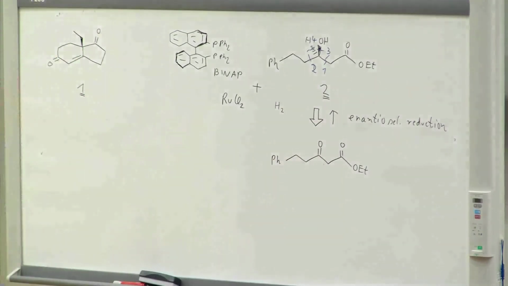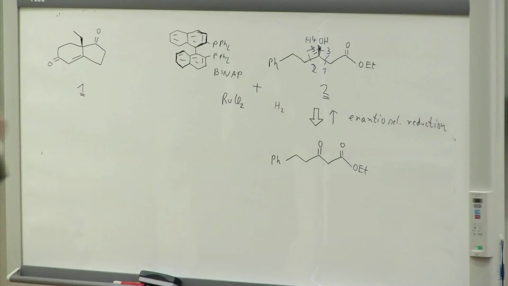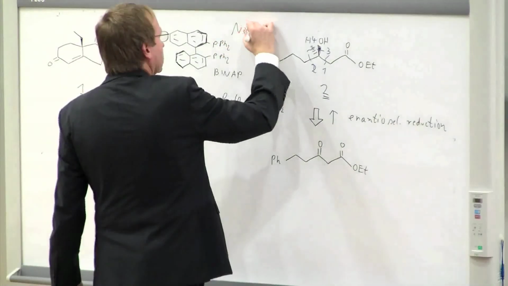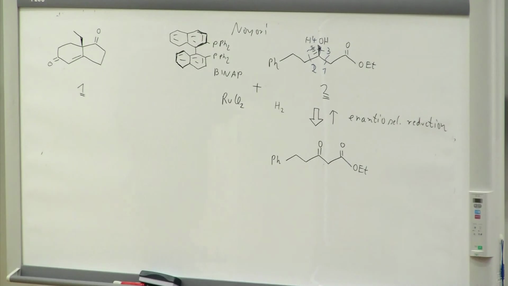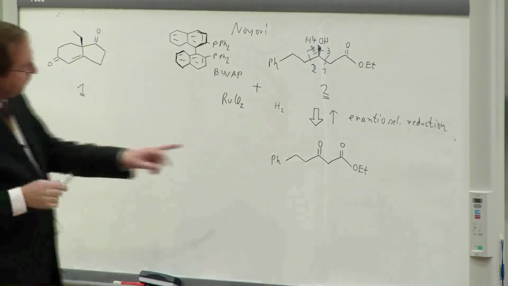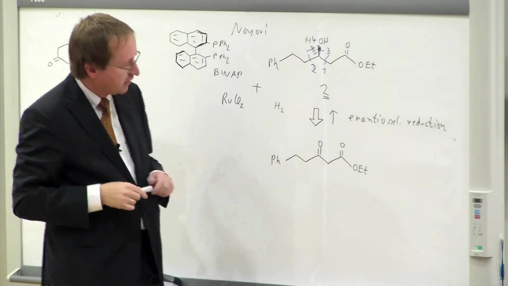Who invented this reaction and got the Nobel Prize for? You. What would you say? Who invented this reaction? Japanese Nobel Prize winner in chemistry. Noyori. That's the Noyori reduction. So that's first-class Japanese chemistry. And this can be used for the formation of this stereocenter.